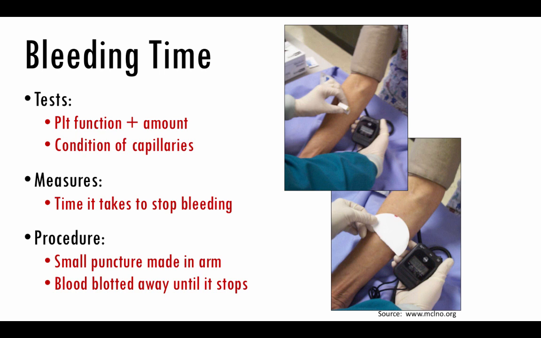You can see the filter paper in the bottom right corner, picking up the blood as it's coming out, and you have a timer so you can see how long did it actually take them to stop bleeding. And this gives us an idea of perhaps capillary fragility, as well as if the platelets are there, if this is elongated, so if it takes longer than normal. Again, kind of archaic, but it really does get the job done.